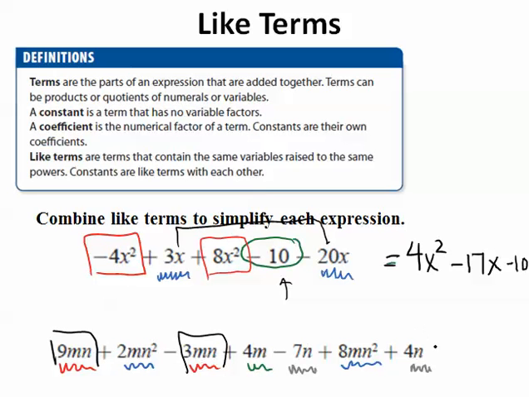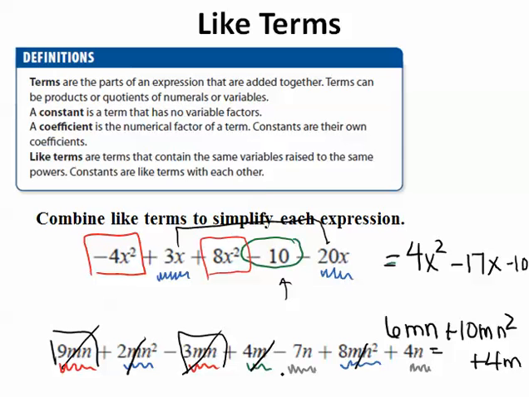9mn minus 3mn is going to give me 6mn. Remember, we don't change the exponents of the letters. Plus 2mn squared plus 8mn squared gives me 10 of those bad boys. Let's do plus 4m. And then I have minus 4n plus 4n. So this is going to be minus 3n. And that's all she wrote.